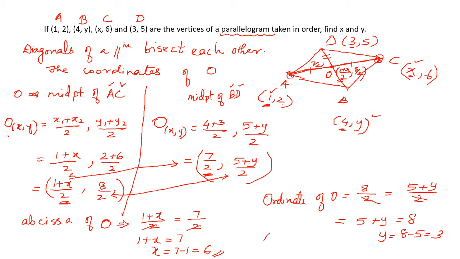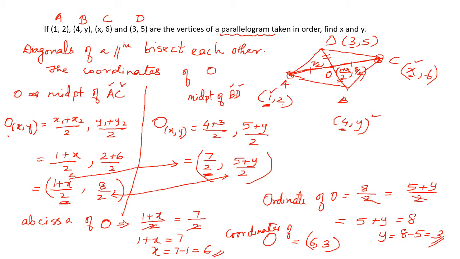So what is O? Coordinates of O? Yes, coordinates of O is equal to 6, 3. This is 6 and this is 3. So the coordinates of O is equal to 6, 3. That is the question. So 1, 2 is there.